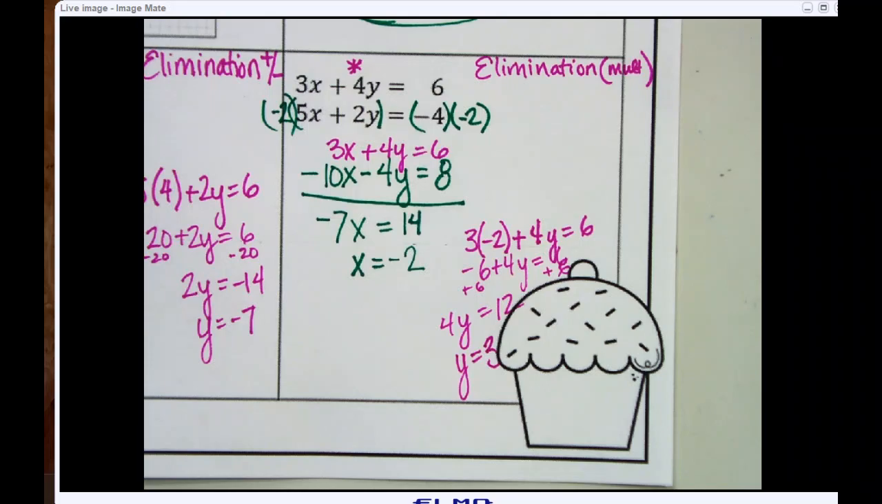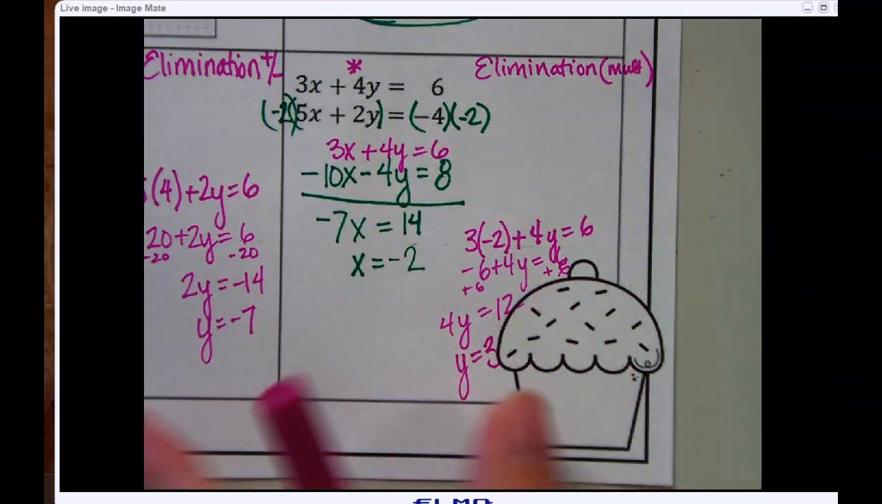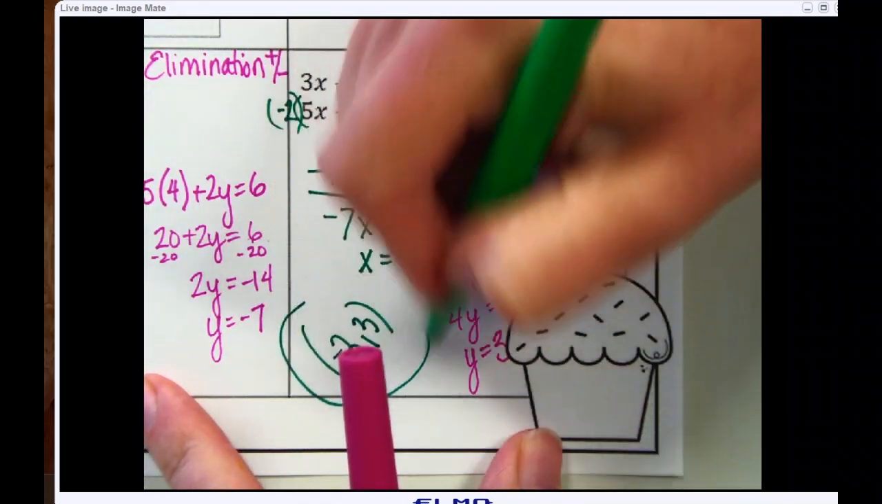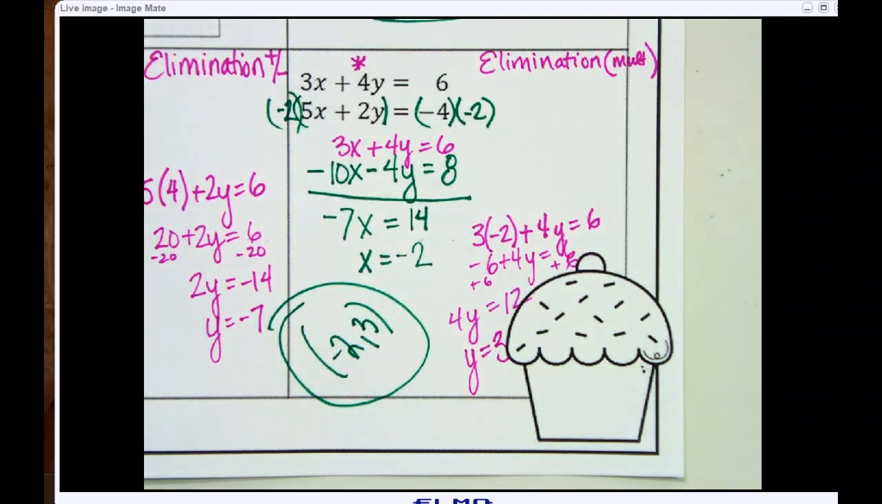Yep. Oh, I didn't write that down. I'm glad you reminded me to write it as an ordered pair. So I've got -2 and 3. That is perfect.